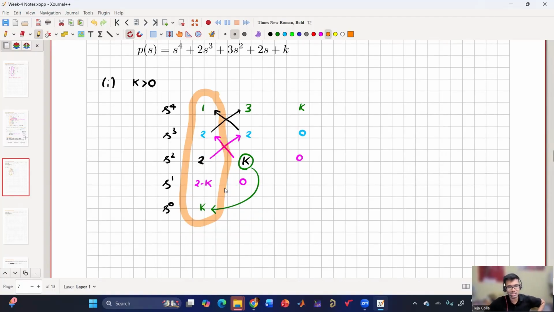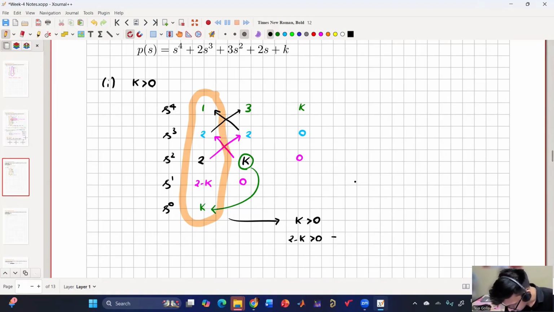So what are the conditions for stability that we'll get from this? Sir, first K is greater than 0, all signs should be positive. And K is less than 2. Between 0 and 2. These are the two conditions. So K is less than 2 and greater than 0. And both these conditions apply together: 2 minus K should be greater than 0 and K is greater than 0.